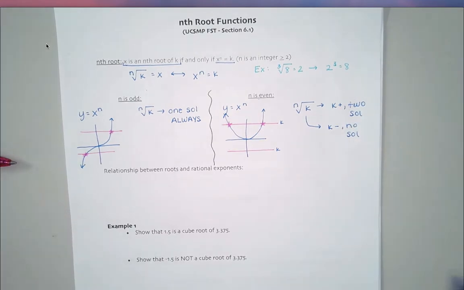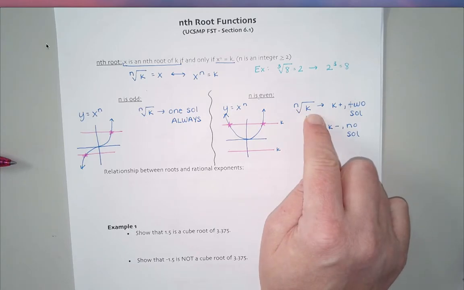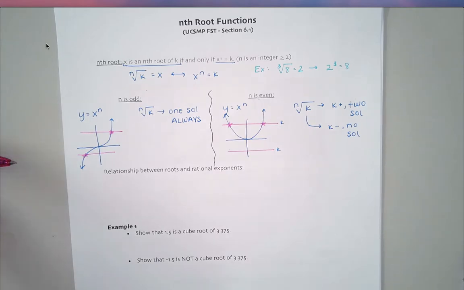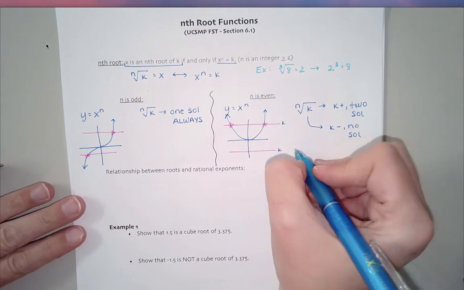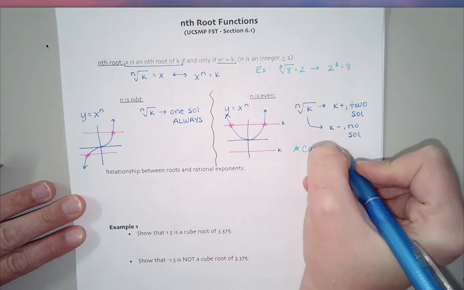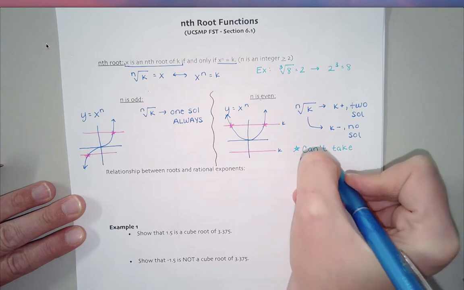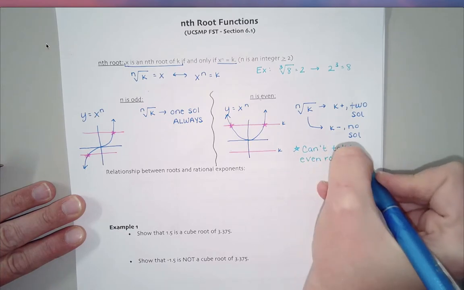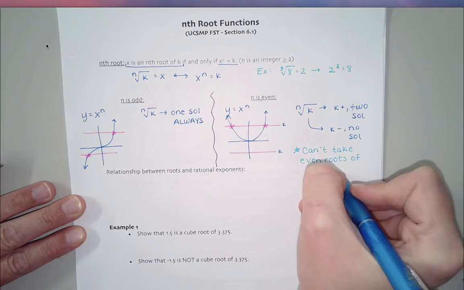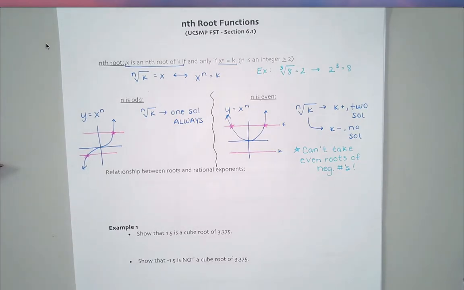Another way of saying this is that we can't take even roots of negative numbers. We can't take square roots of negatives. We can't take fourth roots of negatives. I may even jot that in here. That's the point we're trying to drive home: we can't take even roots of negative numbers. And you knew that. You knew we can't take a fourth root of negative whatever. We can't take a sixth root of negative 36, anything like that.